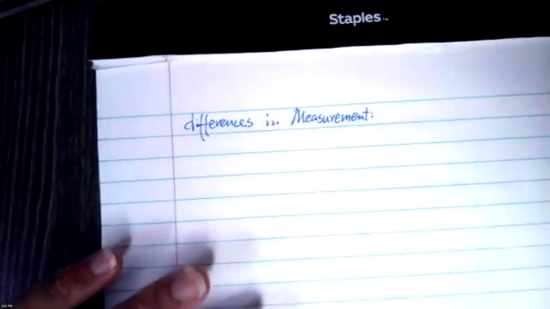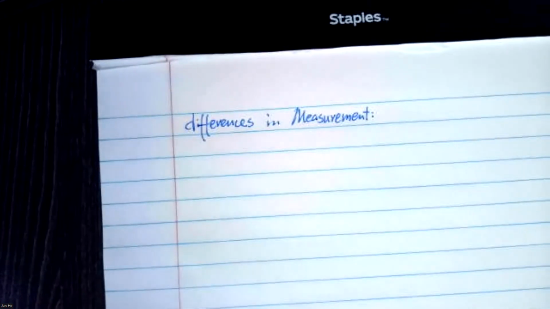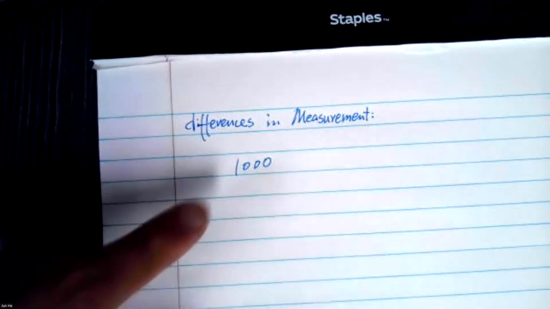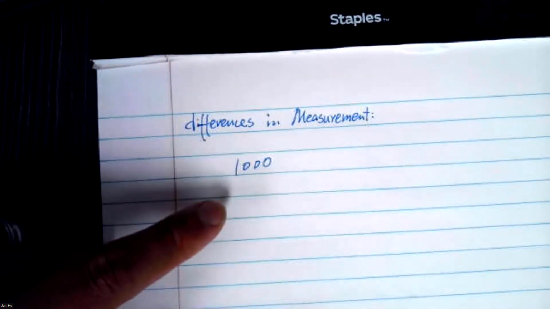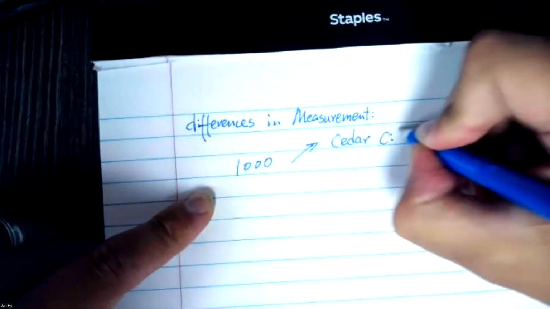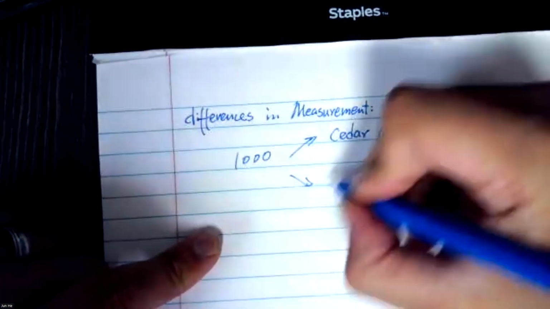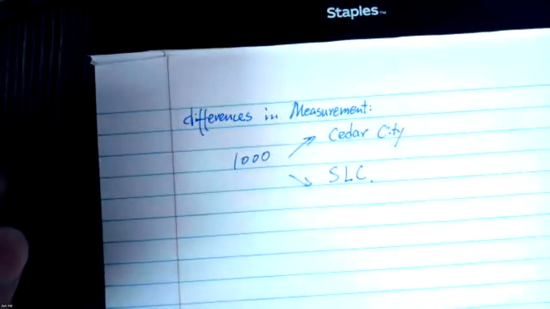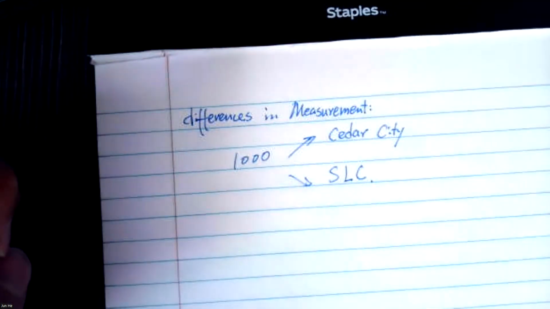Difference in measurement. Say if we have a capital inflow of 1,000 people, say 1,000 people population increase. If this is 1,000 population increase to Cedar City, which is a relatively small city, or to Salt Lake City, right? It's the same 1,000 increase. However, the effect would be different.